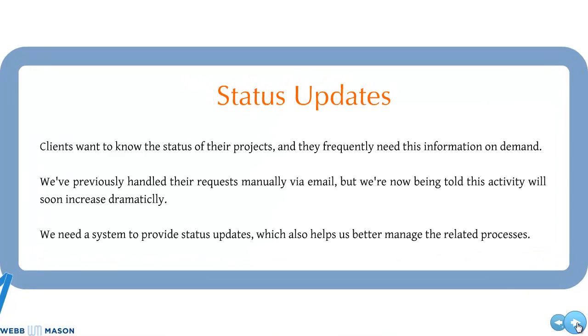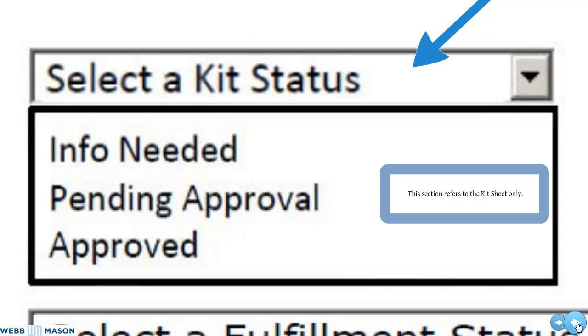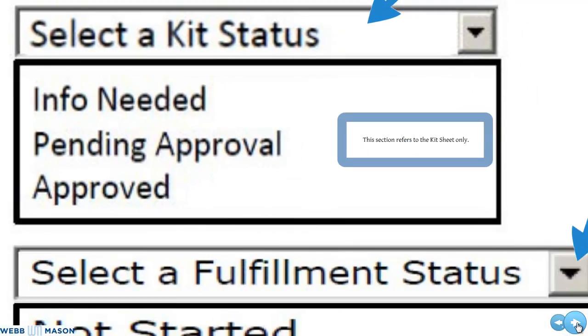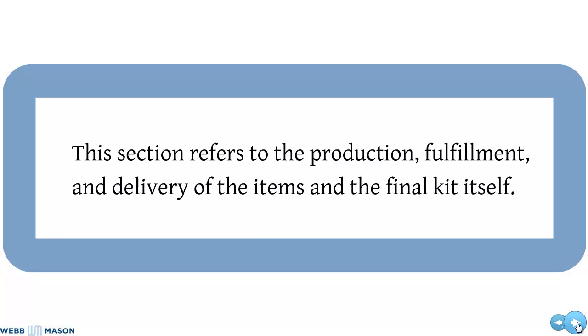Clients want to know the status of their projects, and they frequently need this information on demand. We previously handled the request manually via email, but now we're being told this activity will soon increase dramatically. And we need a system to provide status updates, which also helps us better manage the related processes. And this section refers to the kit sheet status only. This section refers to the production, fulfillment, and delivery of the items and the final kit itself.